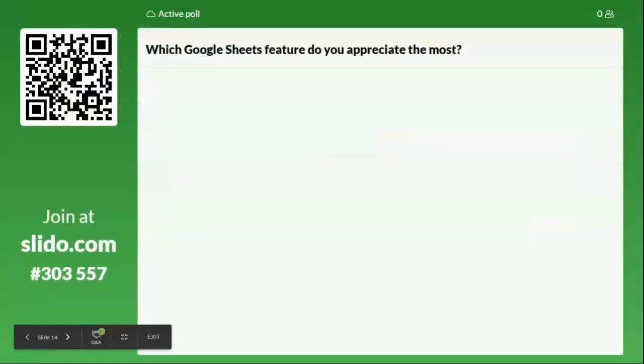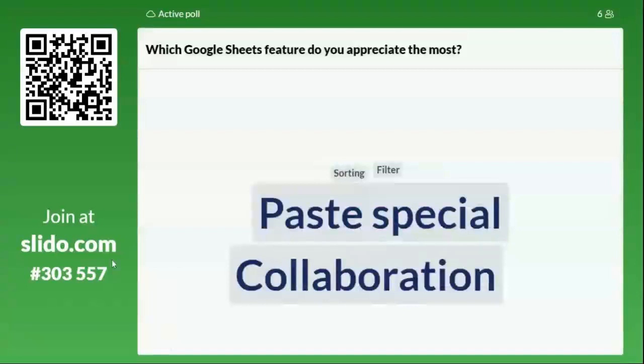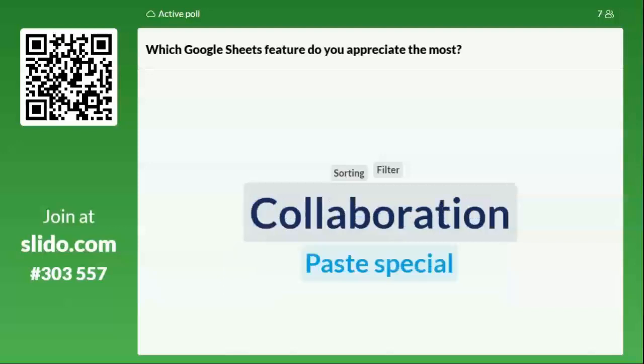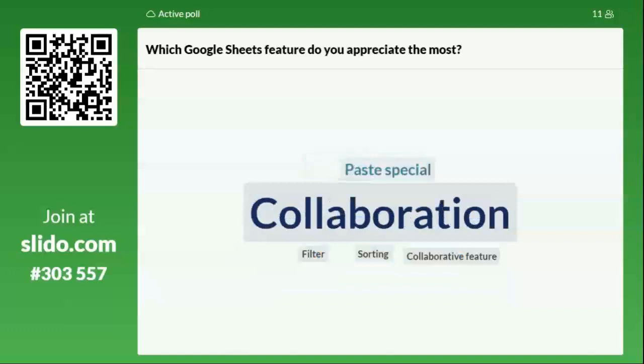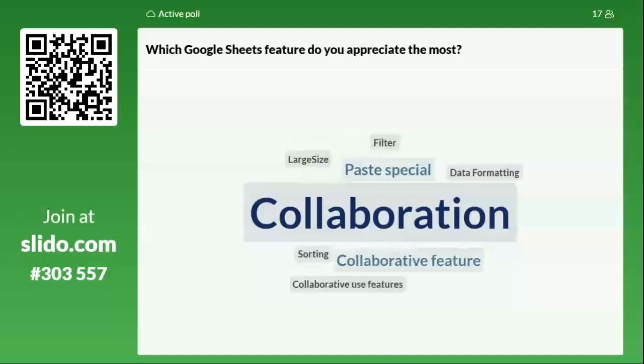Now, the next one is, which Google Sheets feature do you appreciate the most? Keep on typing. We have so many people for collaboration, so many for paste special. We have more people choosing collaboration, followed by paste special, the collaborative feature. Keep it coming, keep it coming. We have 16 people. So for now, we have more people choosing collaboration.